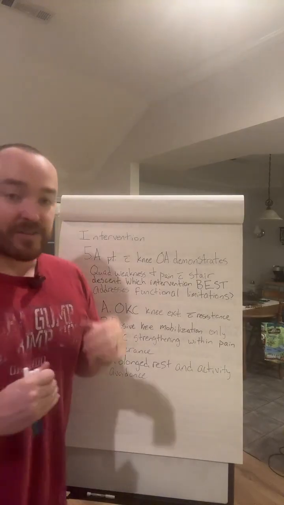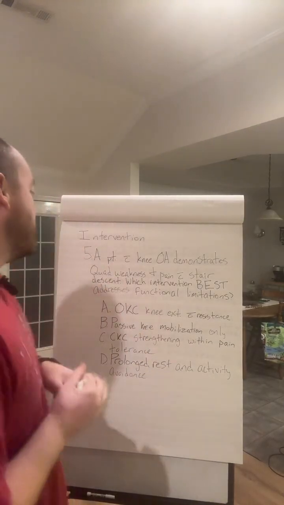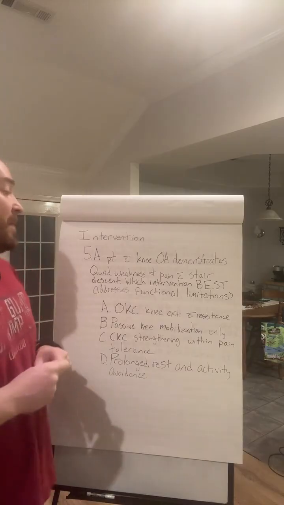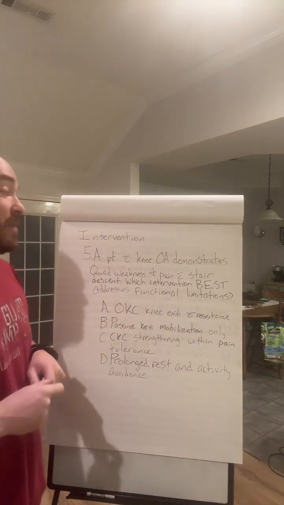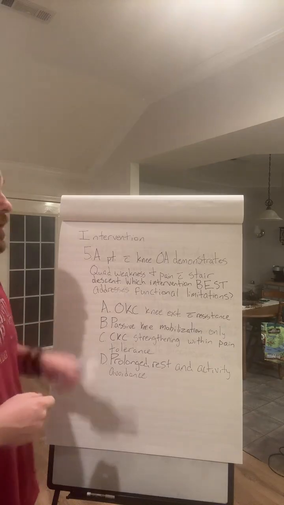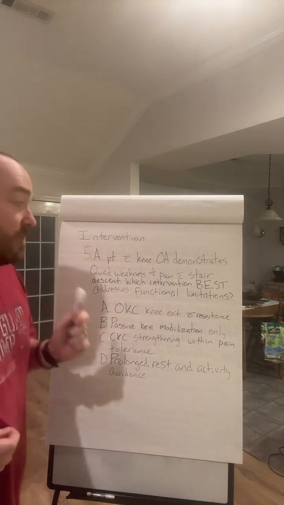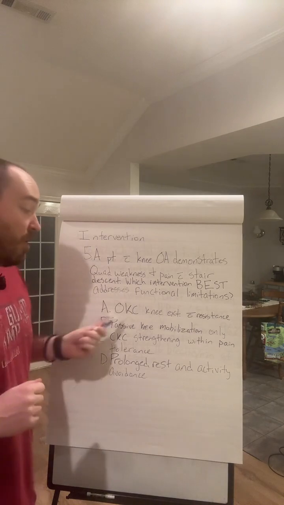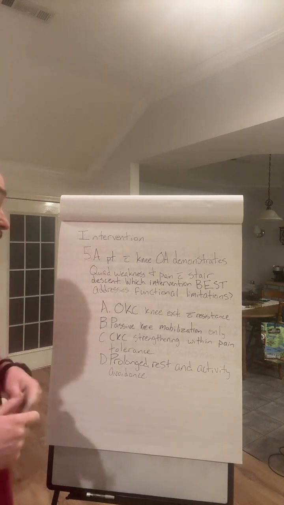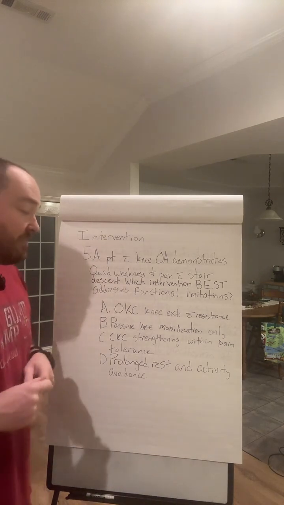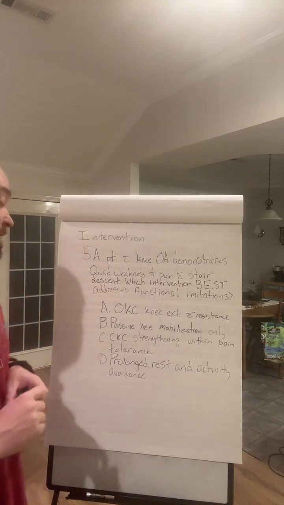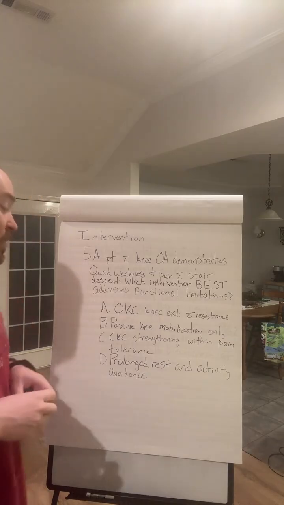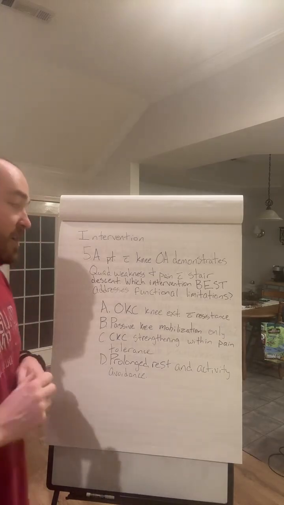Let's go to number 5. This is our last MSK question. A patient with knee osteoarthritis demonstrates quadricep weakness and pain with stair descent. Which intervention best addresses functional limitations? A, open kinetic chain knee extension with resistance. B, passive knee mobilizations only. C, closed kinetic chain strengthening within pain tolerance. Or D, prolonged rest and activity avoidance.